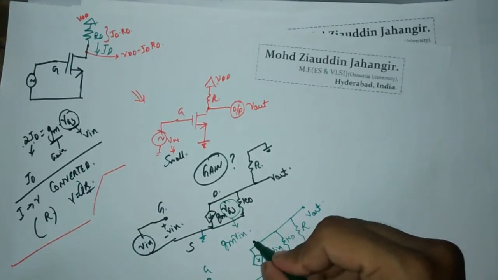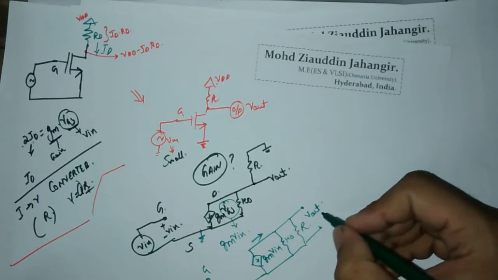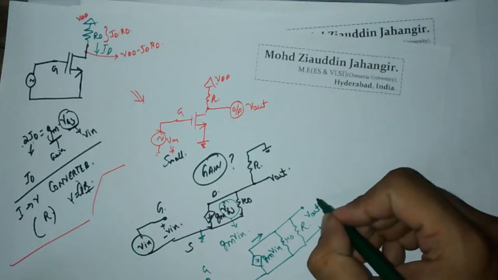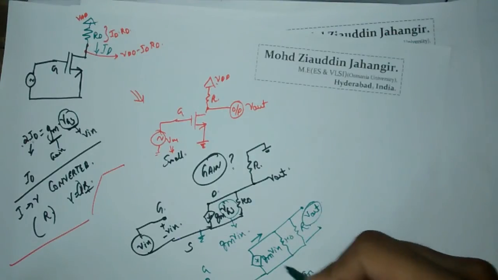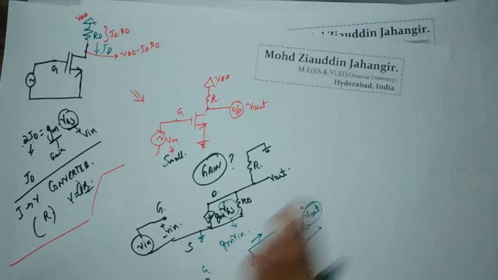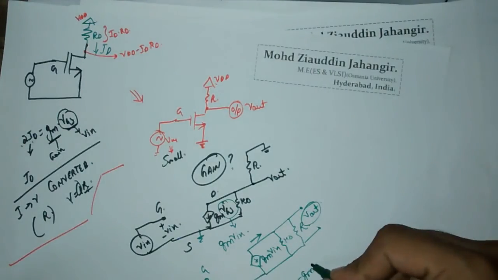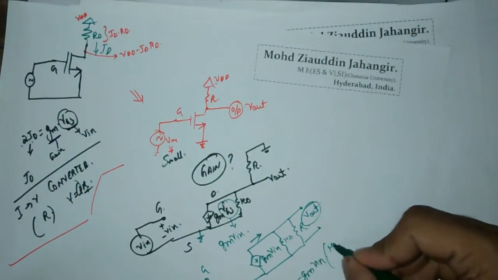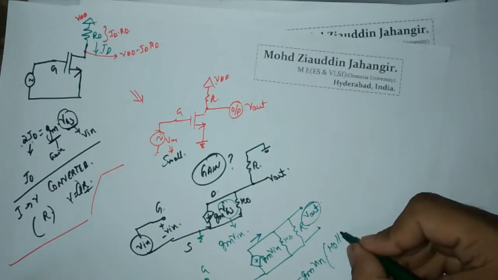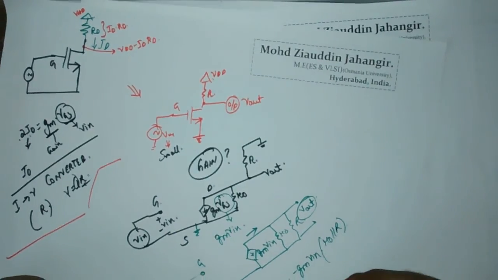If you assume this current is flowing in this direction, the current flowing through this resistor is going to produce a voltage drop which is going to be equal to your Vout. So minus, actually gm is flowing in this direction and I want to assume that it is flowing in this direction, so therefore you will get a minus sign, gm Vin into, what is the effective resistance? The effective resistance is R0 in parallel with R. Okay, so therefore you got this relation.